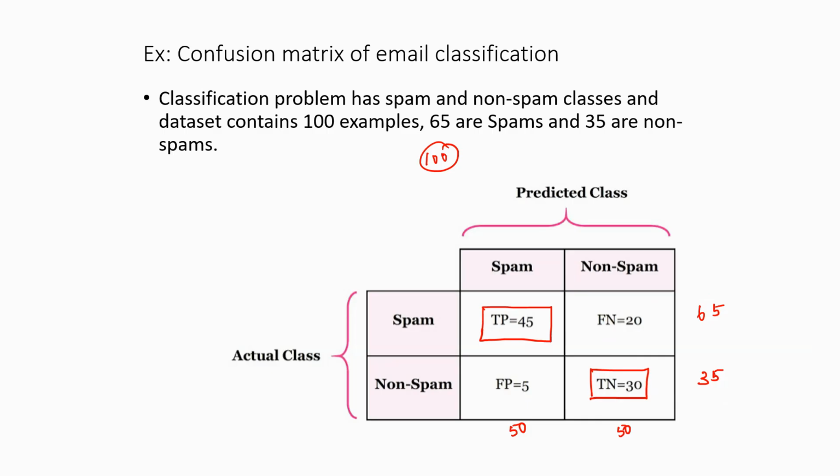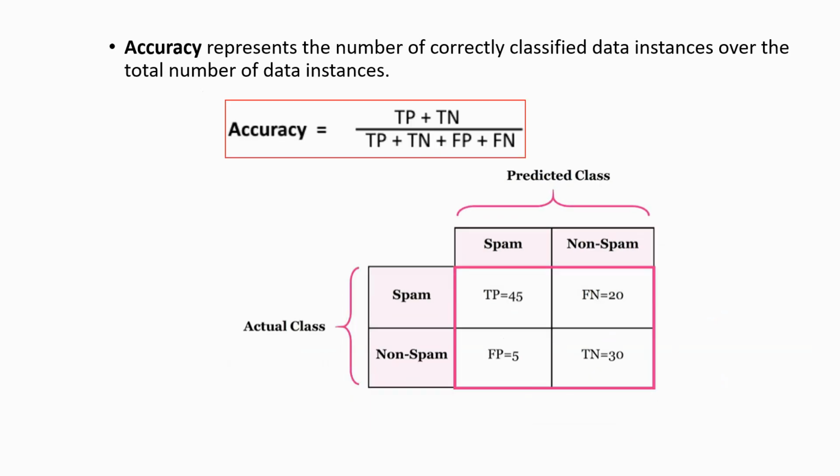And we have some performance metrics which give an evaluation of your model, to know the performance of your machine learning model. The first one is accuracy. Accuracy represents the number of correctly classified instances over the total instances. The formula: correctly classified means true positive and true negative, divided by the total. So correctly classified instances divided by the total instances.